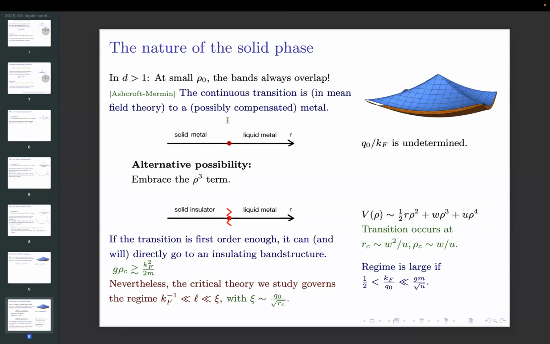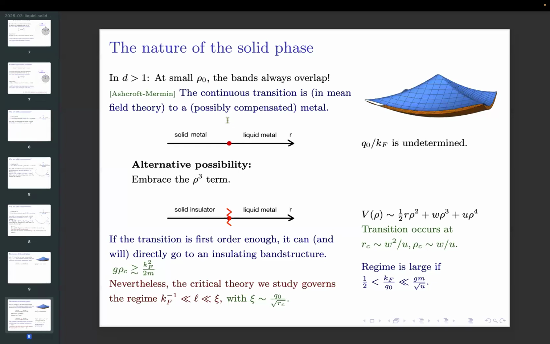So in the presence of the rho cube term, the transition is at least weakly first order, and so immediately on the other side of the transition, we can jump to a phase where the magnitude of rho is not so small. And if the magnitude of rho is not so small, the perturbation of the bands is bigger, and it can easily be that the bottom band is separated from the other bands and so you can form just a band insulator directly. And so this is the scheme by which one can find a weakly first order transition between a liquid metal and a solid insulator that has no Fermi surface at all.